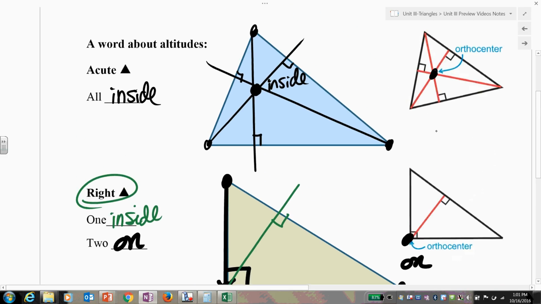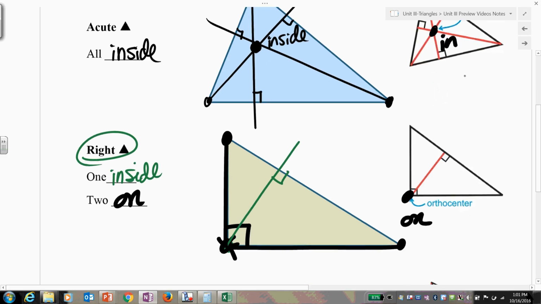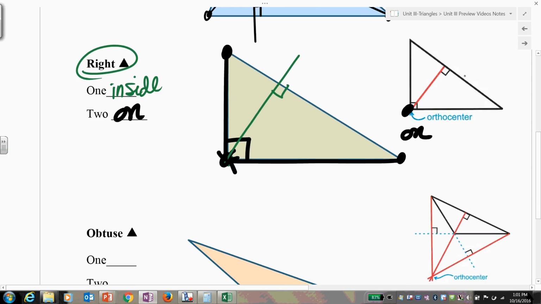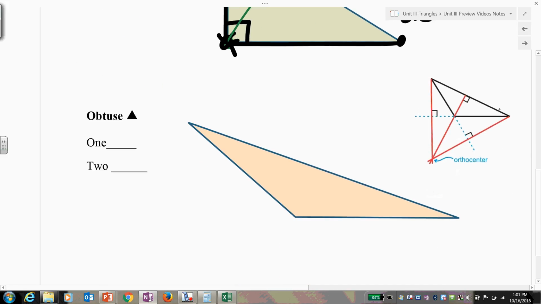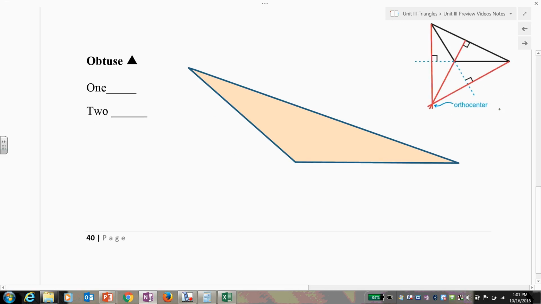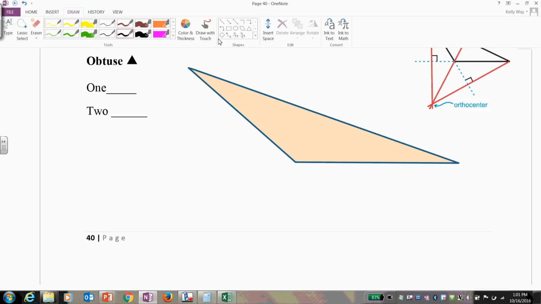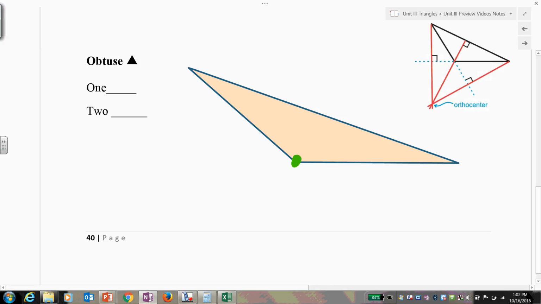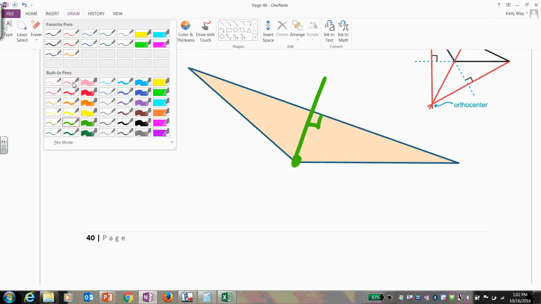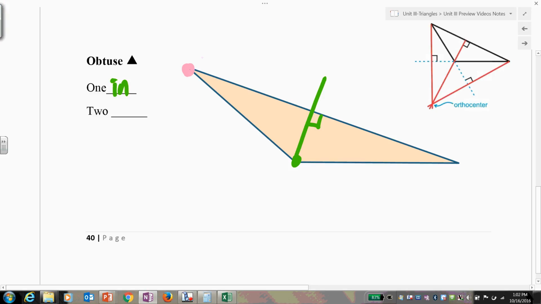So in an acute triangle, all three altitudes are in, and the orthocenter is also in. In a right triangle, one altitude is in, two are on, and the orthocenter is also on the vertex. Now, an obtuse triangle gets really strange. In an obtuse triangle, corner, right angle, there is still one altitude inside. But this one over here, we go corner, and you try to get a right angle with the opposite side.